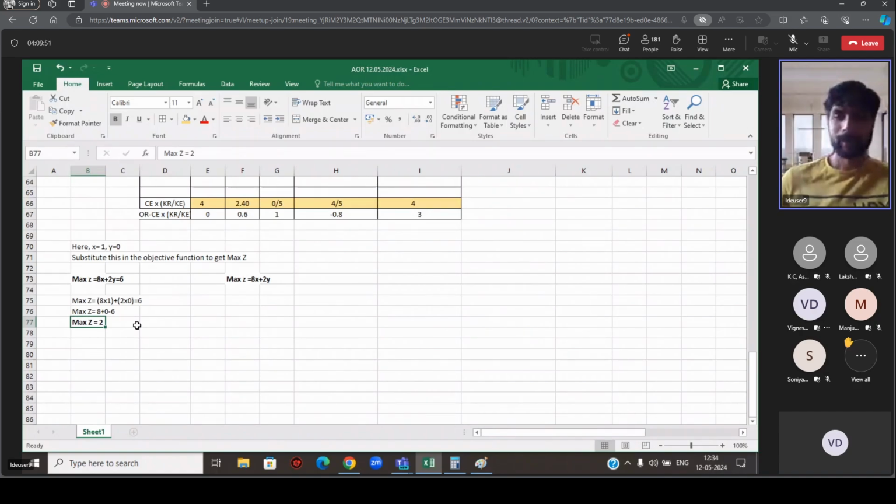Then what you need to do, see the solution. See the solution, substitute in the objective function. Once you substitute in the objective function, if the problem is maximize, you will get a positive value. If the problem is minimize, you will get a negative value. Are you understanding? Okay, right? So this is how the simplex method works. This is a 20-mark compulsory question.